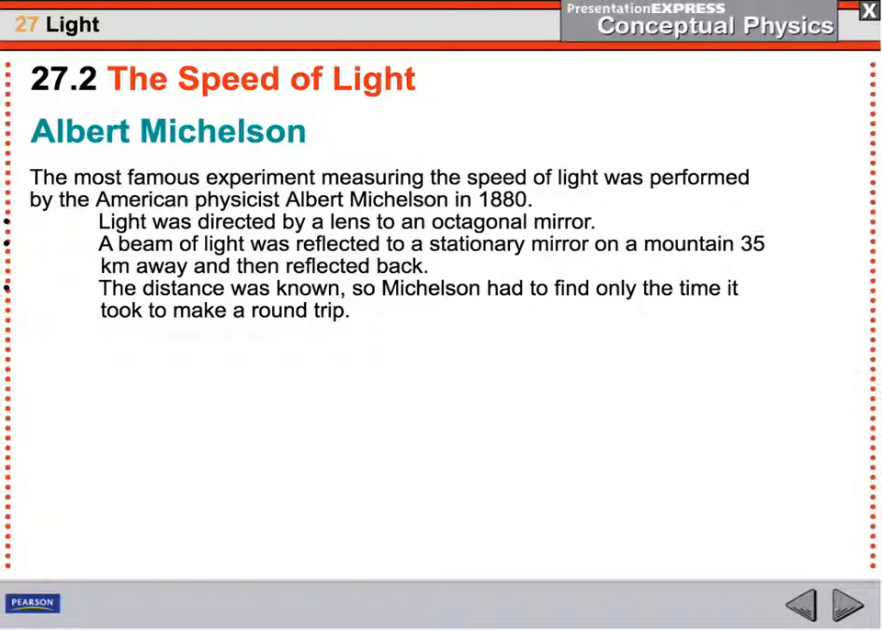The most famous experiment measuring the speed of light was performed by the American physicist Albert Michelson in 1880. Light was directed by a lens to an octagonal mirror. A beam of light was reflected to a stationary mirror on a mountain 35 kilometers away and then reflected back. The distance was known, so Michelson had to find only the time it took for them to make a round trip.